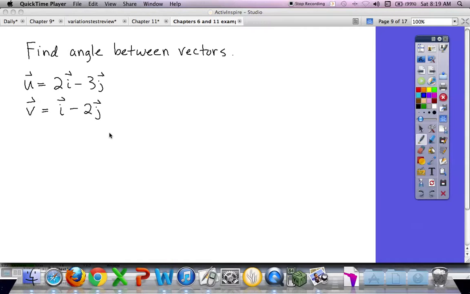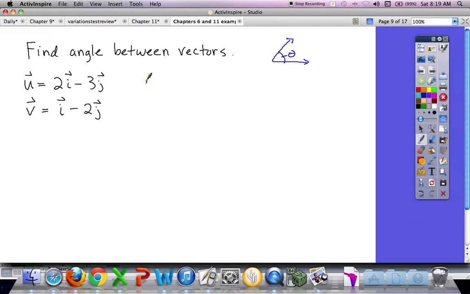Okay, find the angle between vectors. Right? We know that vectors are like arrows. They have a terminal point and an initial point. Unless they're going in the same direction, there's going to be some angle that separates them. So this problem is, how do we find the angle that separates two vectors? And we have a formula for that.